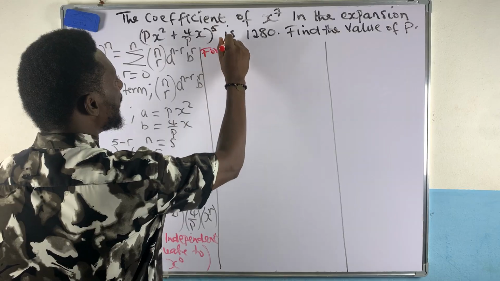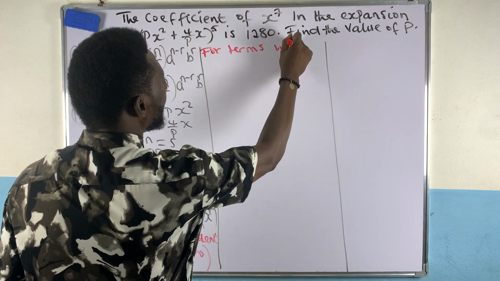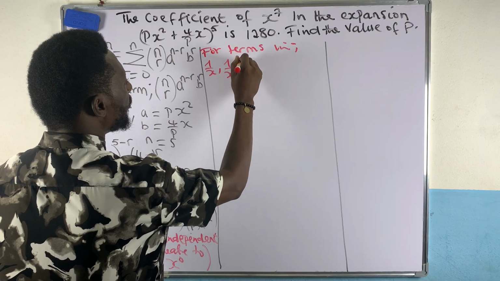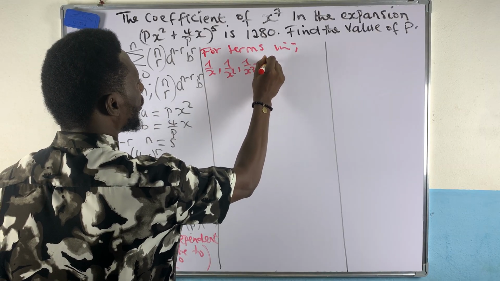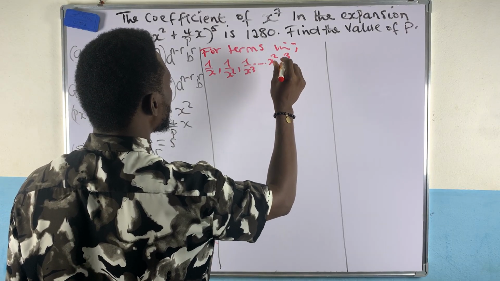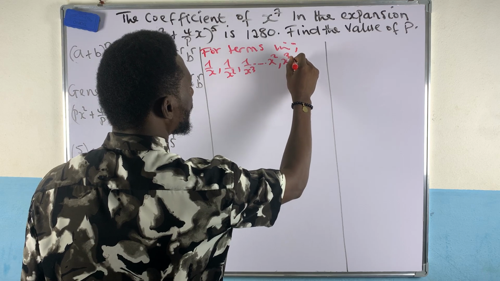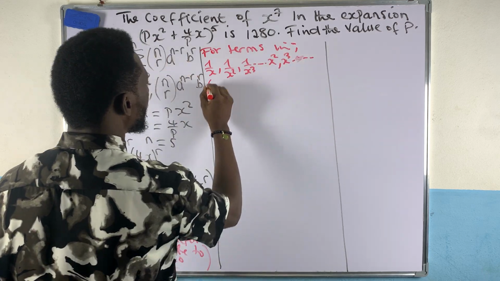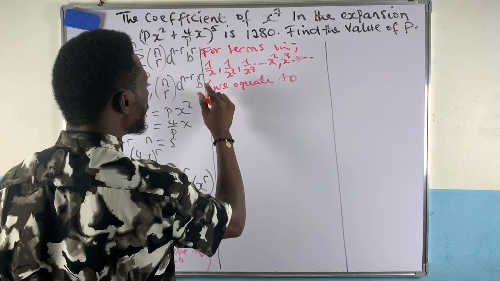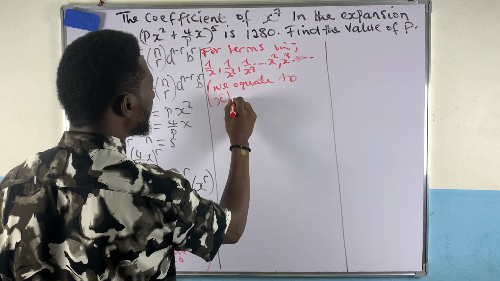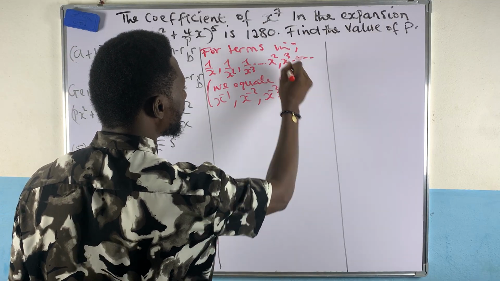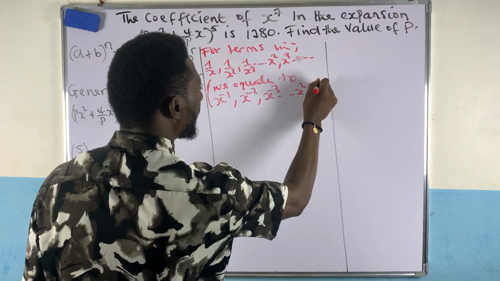For terms in 1 over x, 1 over x squared, 1 over x cubed, and so on, or terms in x squared, x cubed, and so on, for this one, we equate to x to the negative 1, x to the negative 2, x to the negative 3, and so on, or x to the power 2, x to the power 3, and so on.